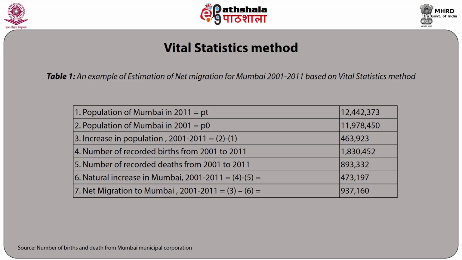which is 463,923. The fourth one is the number of recorded births from 2001 to 2011, 1,830,452. The number of recorded deaths from 2001 to 2011 is 893,332. Natural increase in Mumbai from 2001 to 2011, which is 4 minus 5, comes to 937,120. Net migration to Mumbai from 2001 to 2011, 3 minus 6, comes to around minus 473,197.